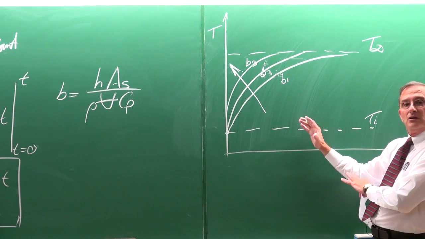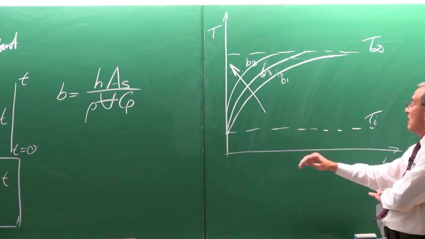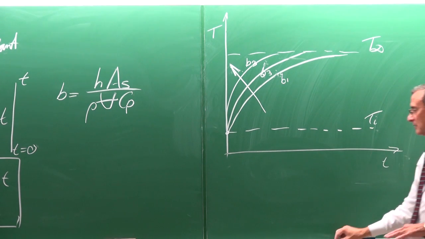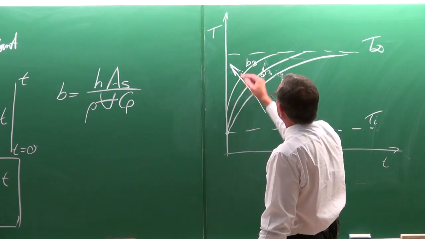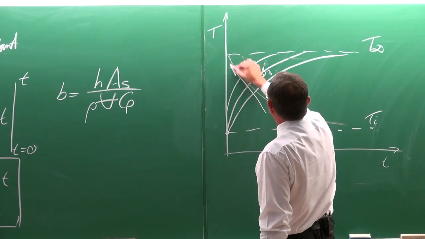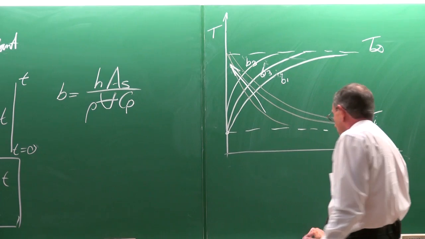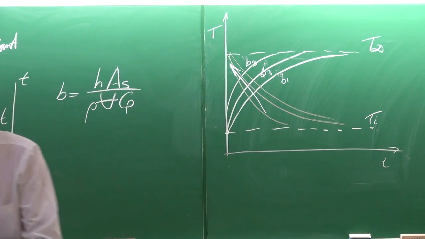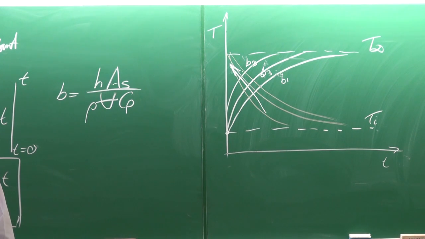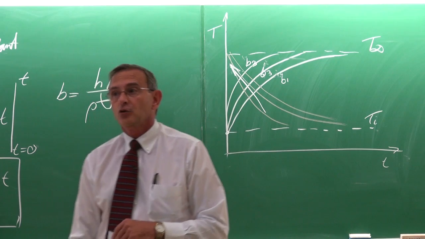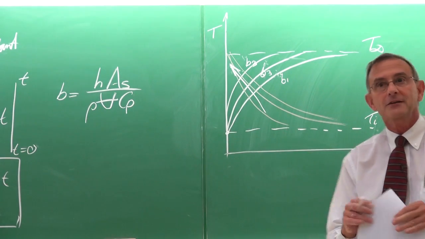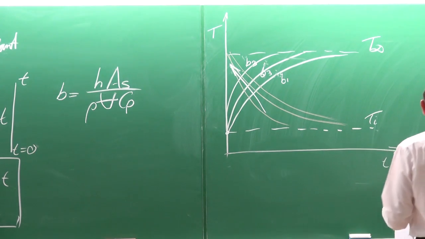Obviously, I've shown the graph now where T infinite is larger than Ti. If it's the other way around, then we will get solutions like that, just the opposite. Okay. So that is the theoretical derivation for the lumped system method. Any questions on that, ladies and gentlemen? Nothing? Okay. Let's do an example.